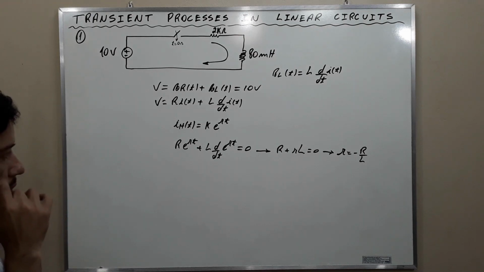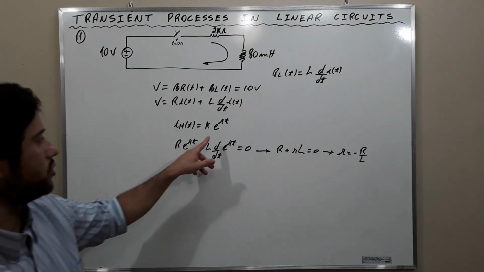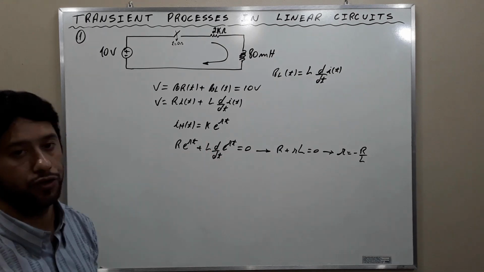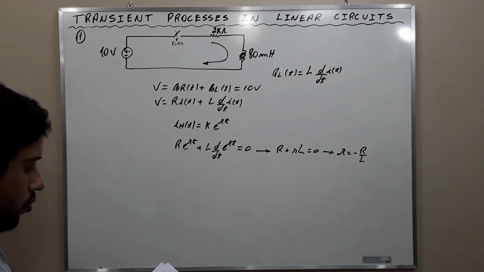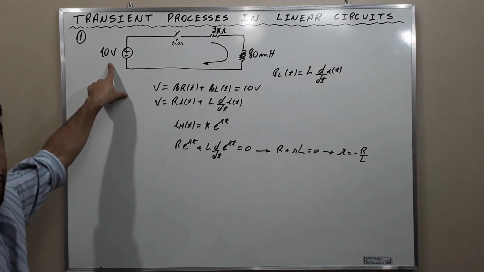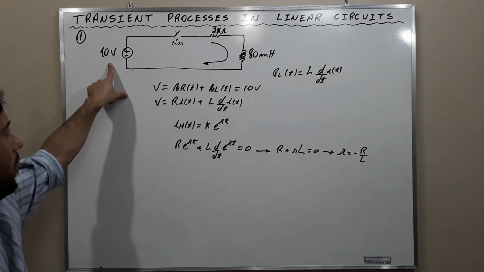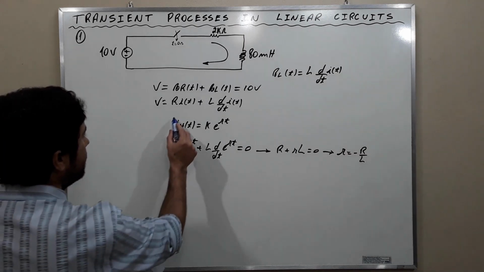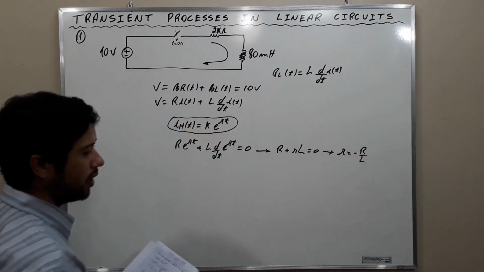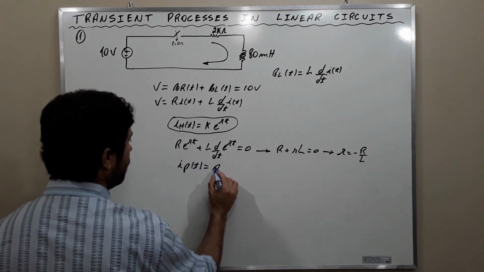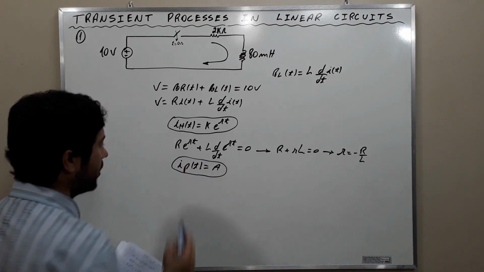This enables us to find the homogeneous solution. Now let's work on the particular solution. The particular solution has to reflect the nature of the forcing term. The forcing term is DC. Then the particular solution will be a constant. This is the homogeneous solution, and the particular solution will be a constant.